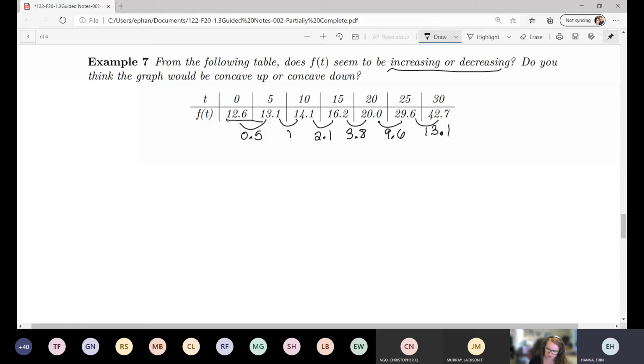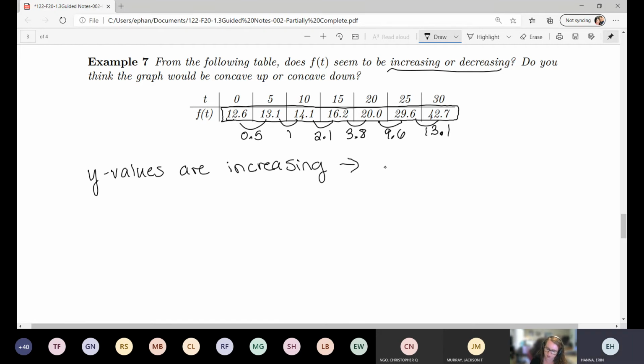These y values, so I shouldn't have done that yet. That was going to be the next thing. But anyway, these y values are increasing, right? Since all of these values down here are positive, that means we're increasing over time, right? So since the y values are increasing, that means the function is increasing. So to tell whether something's increasing or decreasing from a table, just look to see whether the y values are increasing or decreasing.